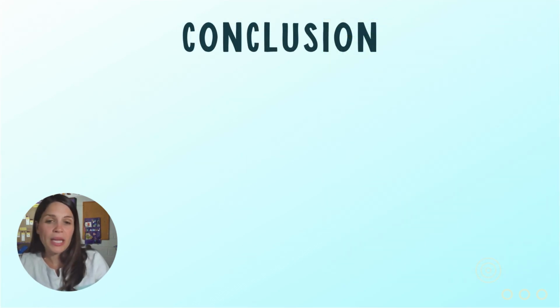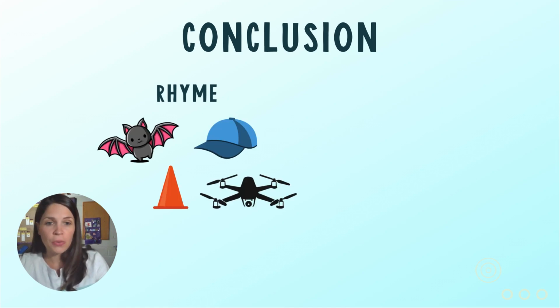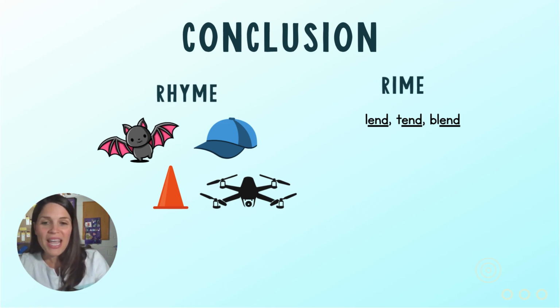Let's wrap up really quickly about what we learned today about rhyme and rime. Rhyme, R-H-Y-M-E, has to do with sound. It's words that sound alike, like bat, hat, or drone and cone. The other rime has to do with the written letters, the vowel, as well as the ending consonants within a syllable. So I hope now you know a lot about rhyme versus rime, and you can easily differentiate and know why they're both important for our early literacy learners.